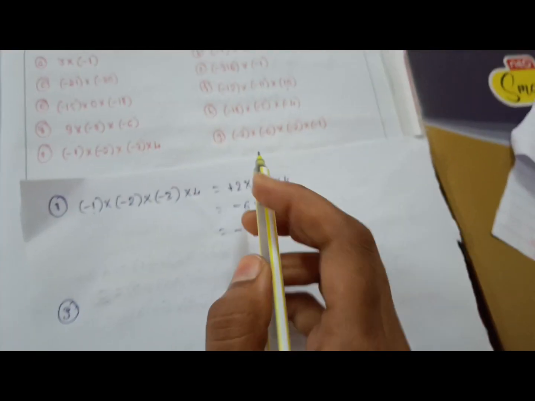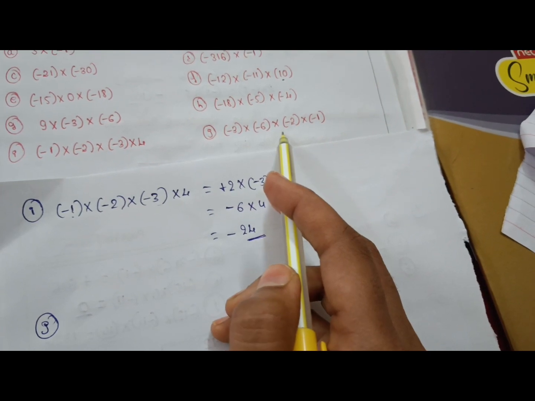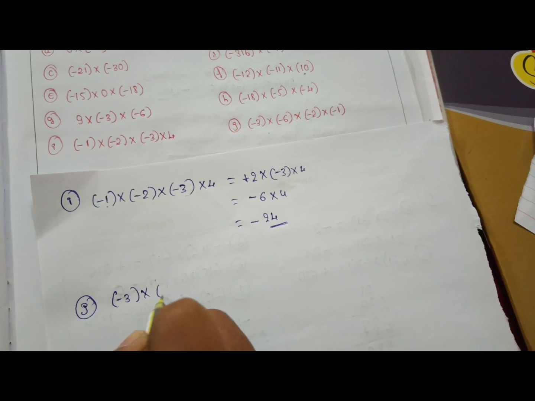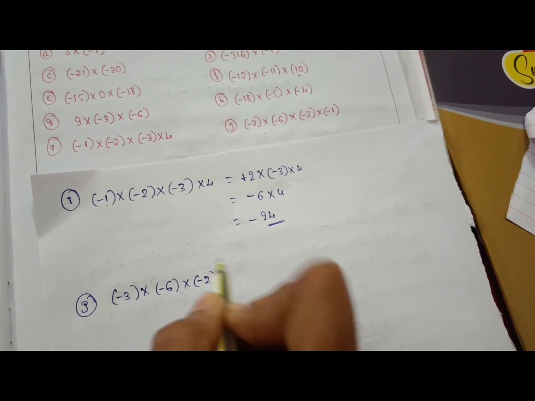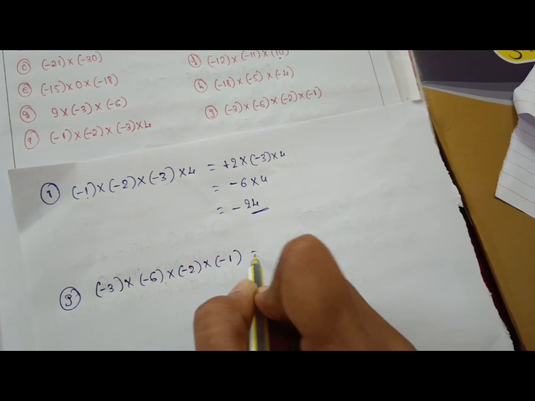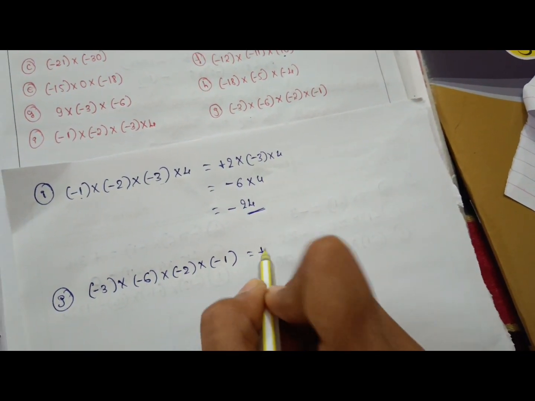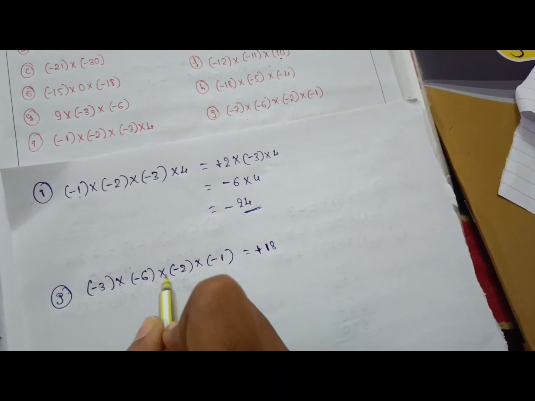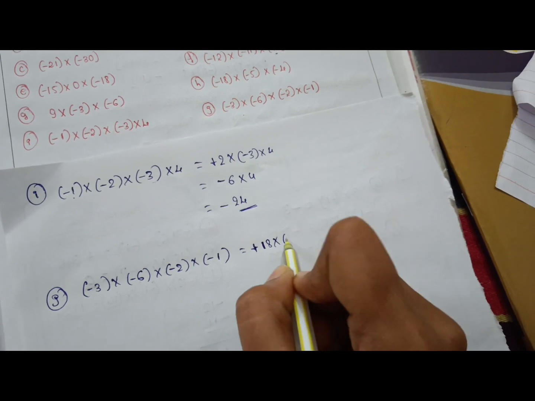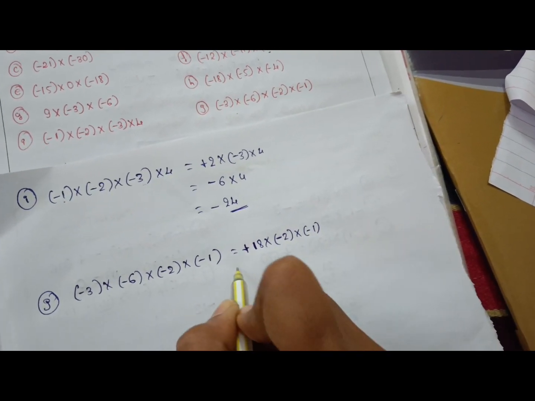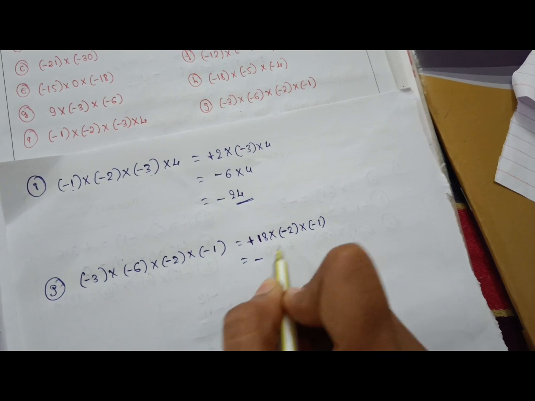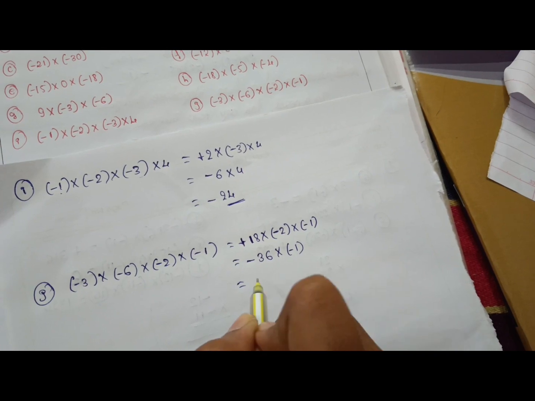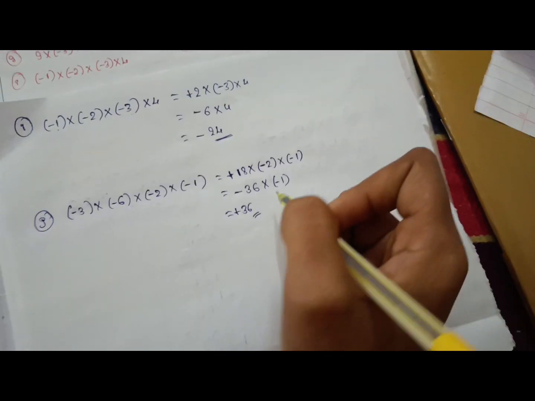Next question. Minus 3 into minus 6 into minus 2 into minus 1. This is equal to minus into minus plus. 6 3 is 18 into minus 2 into minus 1. Plus into minus is minus. 18 2 is 36 into minus 1. Minus into minus is plus. 36 1 is 36. Plus 36 is the answer.